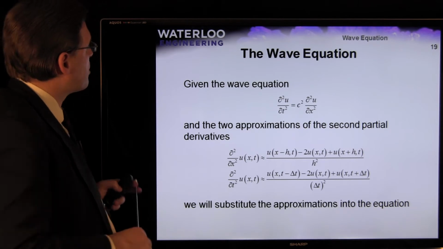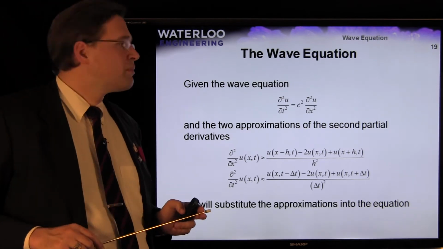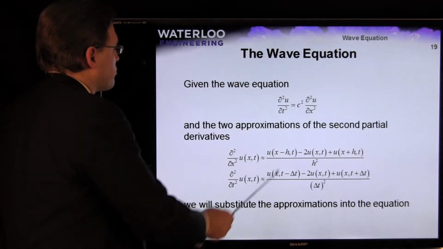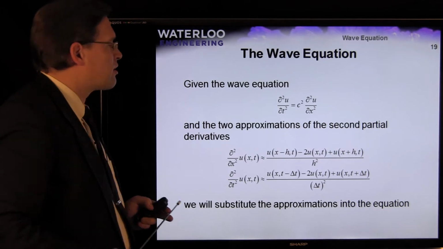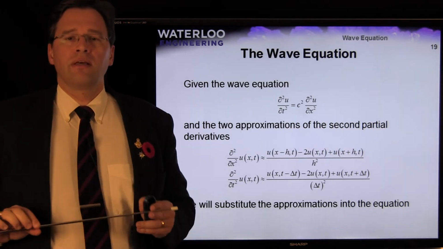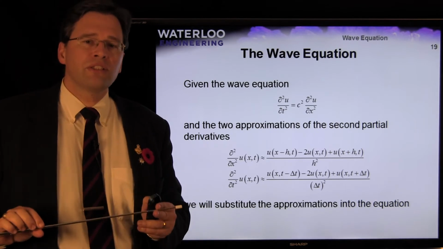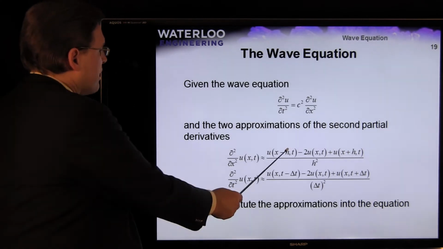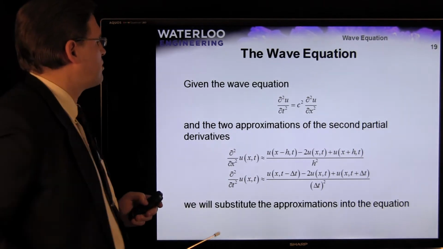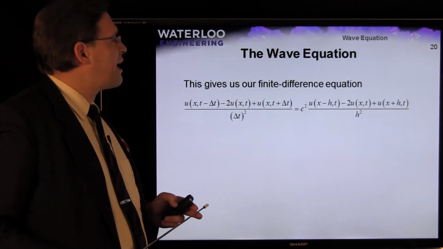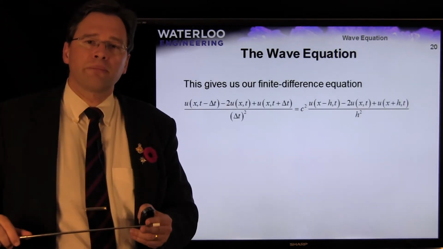Now, how are we going to approximate the wave equation? Again, we have two partial derivatives. We have two second-order centered finite difference, divided difference approximations of the second derivatives. We can take each of these and substitute them back into the equation. So now we have a finite difference equation that approximates the wave equation.